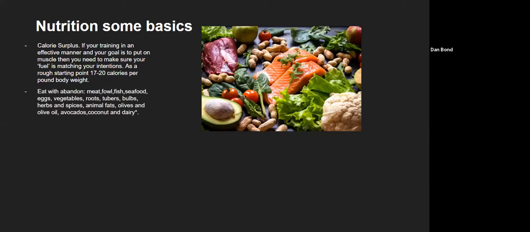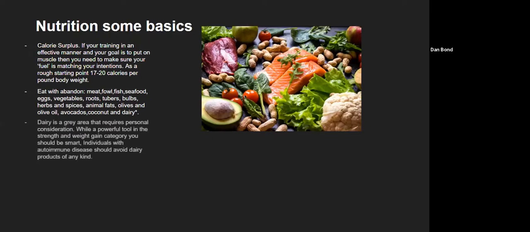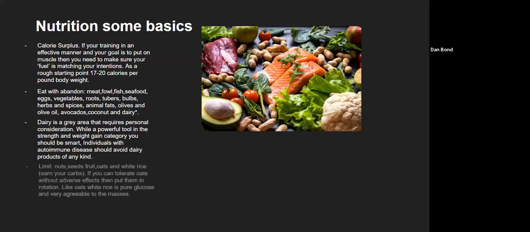Eat with abandon: meat, fowl, fish, seafood, eggs, vegetables, roots, tubers, bulbs, herbs, spices, animal fats, olives and olive oil, avocados, coconut, and dairy. All right. Dairy is a great area that requires personal consideration. While a powerful tool in the strength and weight gain category, you should be smart. Individuals with autoimmune disease should avoid dairy products of any kind.